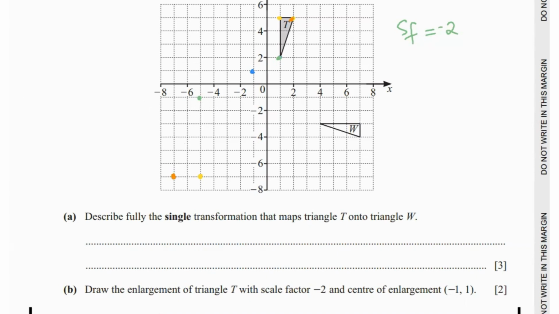Now when you join the points, this is the enlargement by scale factor of -2, because you can see that this distance was 1, now it's 2. This was 3, this is 6 now. This is 3, this is also 6 now. So that's your answer.